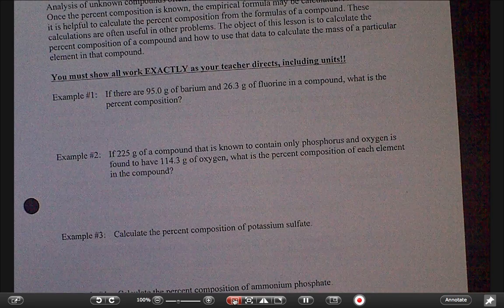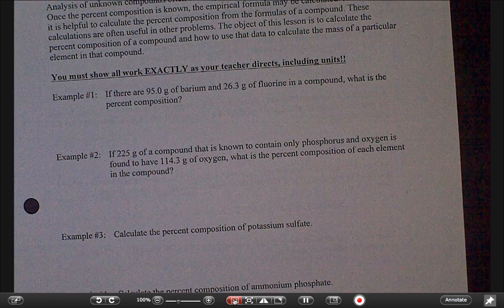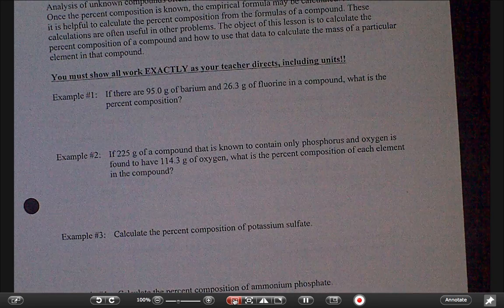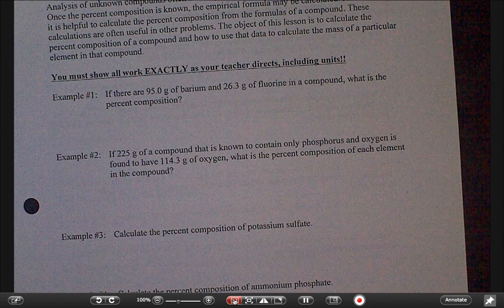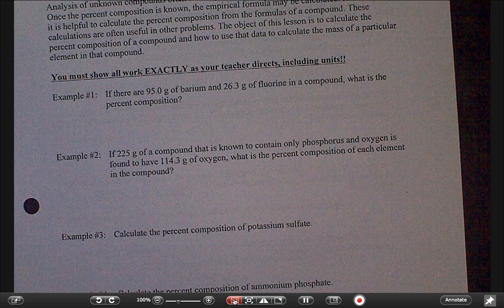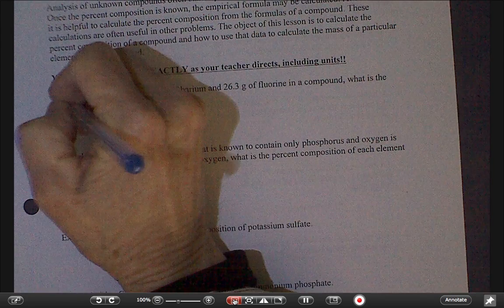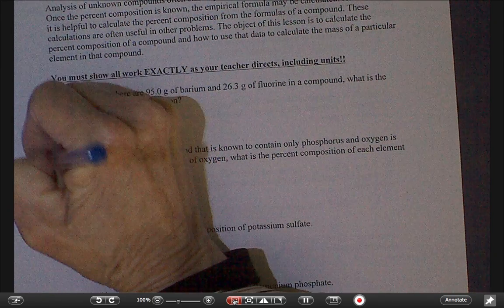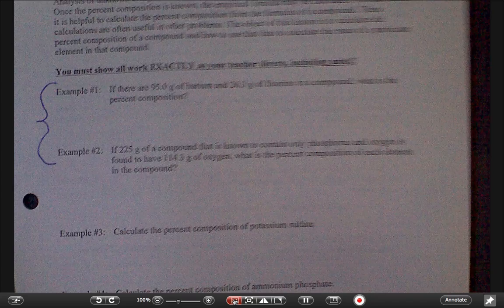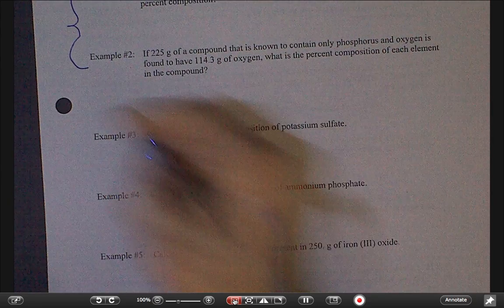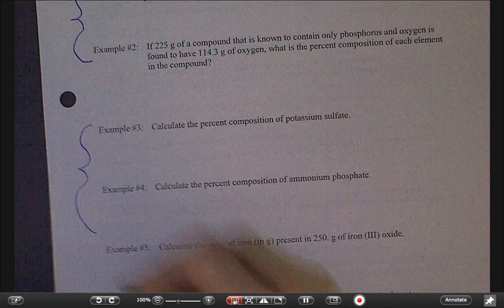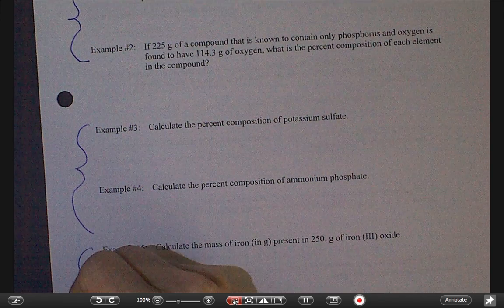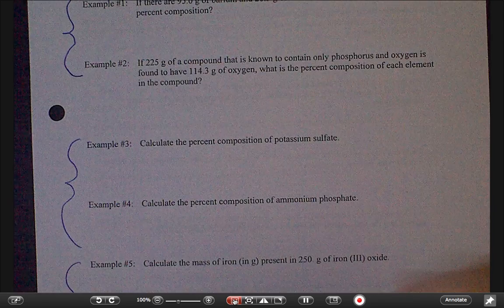Okay, so we've got multiple examples here that we're going to work together. You will see that 1 and 2 are going to be similar, 3 and 4, and then 5 and 6. So you're going to have 2 examples of each type of problem.